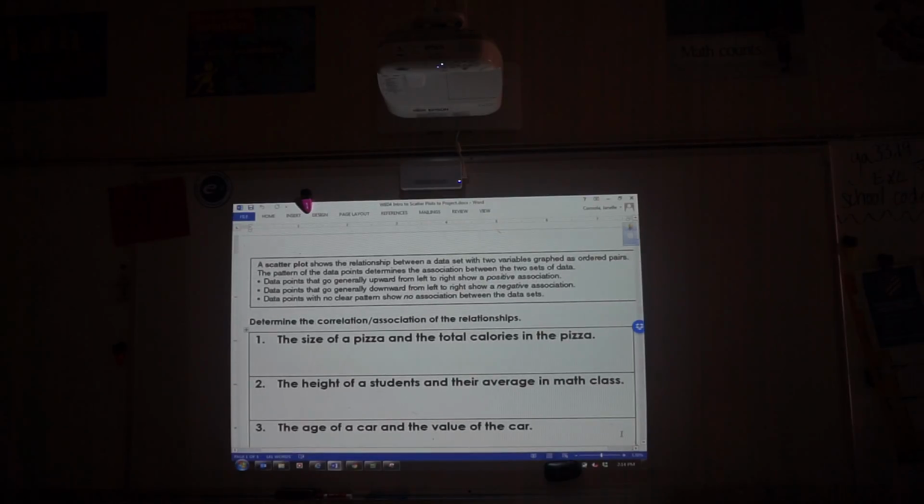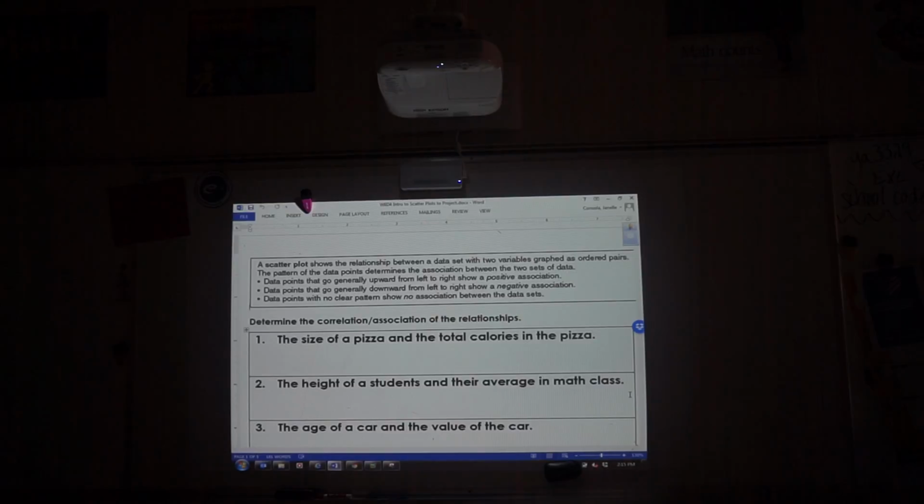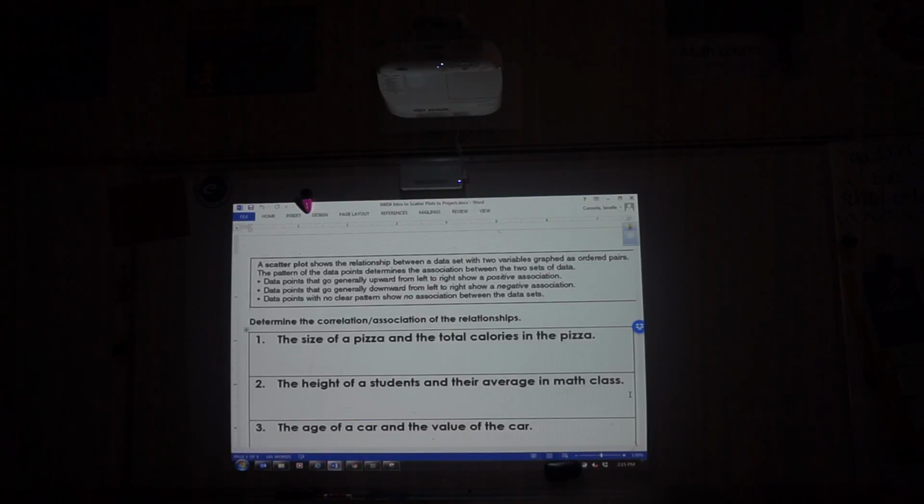What we're gonna talk about today is relationships and scatter plots. Scatter plots can help tell us a relationship. A scatter plot shows a relationship between some data. The data has to have two different variables, and they can be graphed as ordered pairs. So basically it's a comparison of two different pieces of data. The pattern of the data points determines the association between the two sets of data.